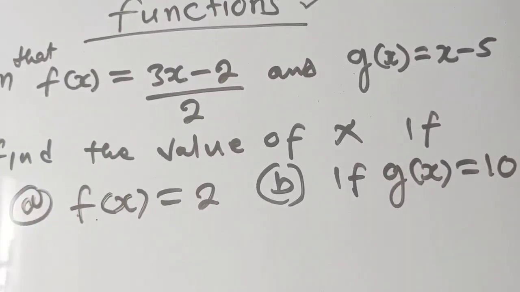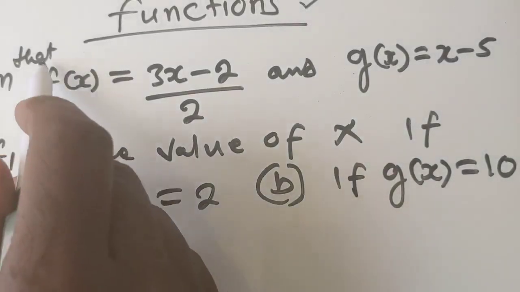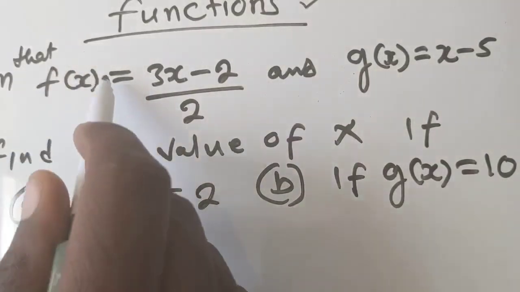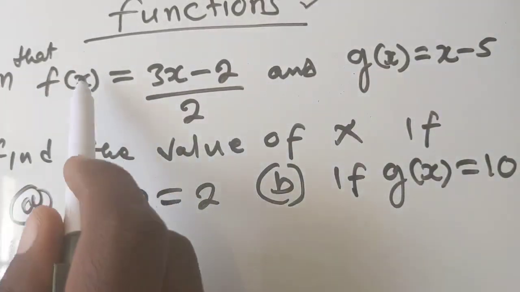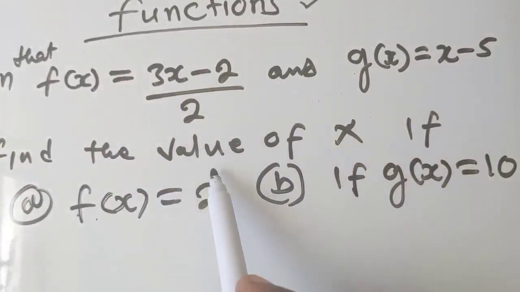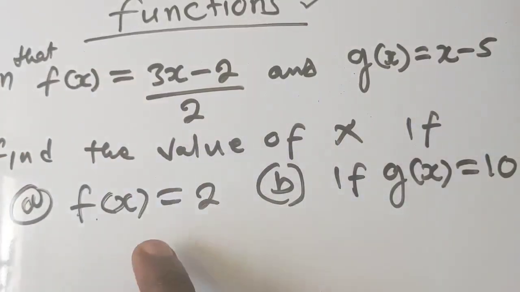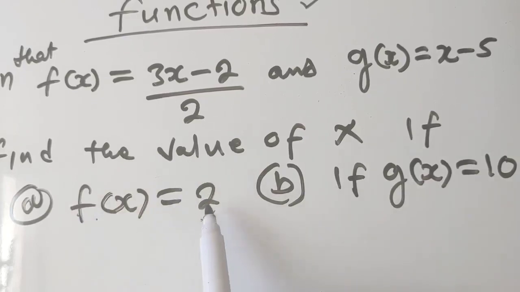So they're asking you to find the value of x. Find the value of x if f of x is equal to 2. So what are they telling you here? They are telling you that they have already found f of x. They have already found this part. The answer is this one. Are we together? Now, they are asking you to find the value of x.